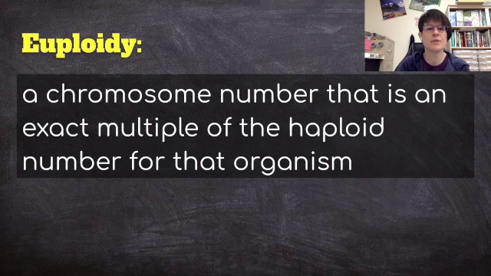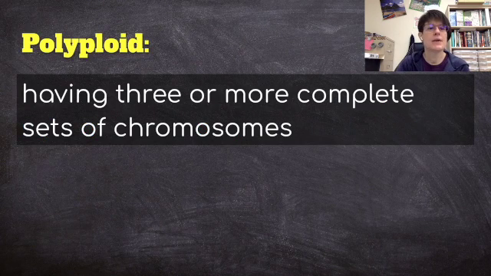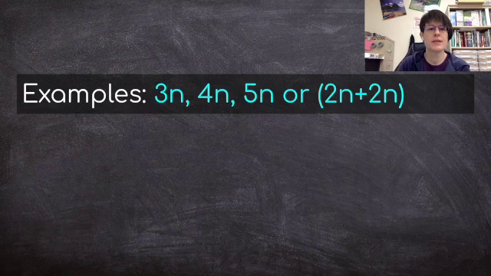Now, this is an example of euploidy. This is when you have a chromosome number that is an exact multiple of the haploid number for that organism. So it can be haploid or it can be multiples of that haploid state because a haploid gamete contains a complete set of chromosomes for that organism. So that is euploidy. Now, another example of euploidy is polyploidy, and this is having three or more complete sets of chromosomes. Some examples are 3N, 4N, 5N, or 2N plus 2N.